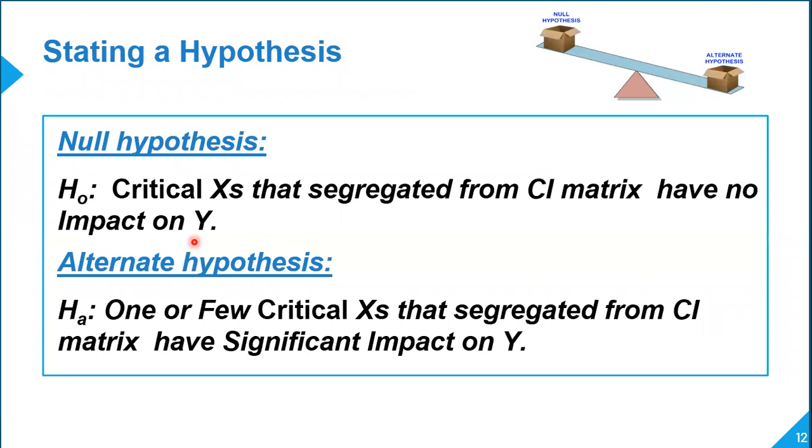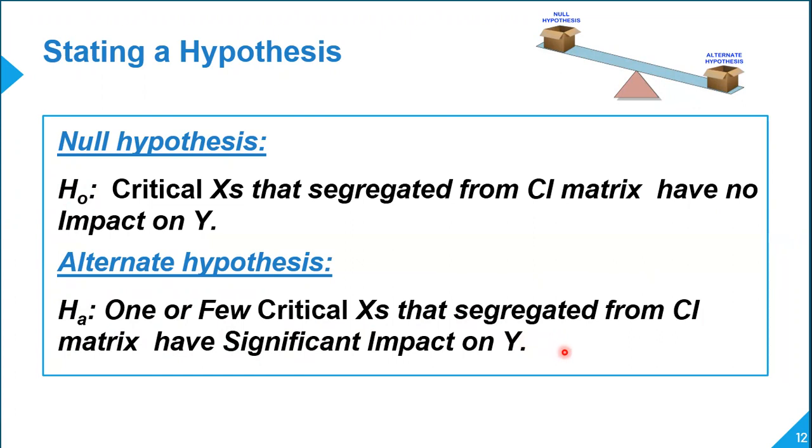That's what the null hypothesis is. The alternate hypothesis is always opposite to the null hypothesis. So what would be my alternate hypothesis? That is indicated by HA, and the null hypothesis is indicated by H naught, we call it H naught. So H naught and HA. HA is that one or few critical X's that segregated from the C&E matrix have significant impact on Y.